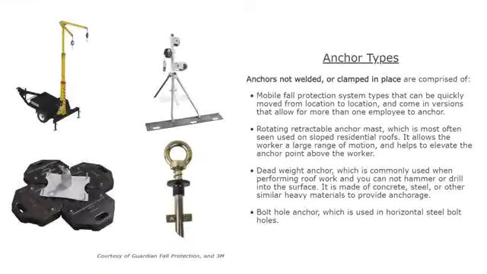Anchor types. Anchors not welded or clamped in place are comprised of mobile fall protection systems that can be quickly moved from location to location, and come in versions that allow for more than one employee to anchor. Rotating retractable anchor mast, which is most often seen on sloped residential roofs. It allows a worker a large range of motion and helps to elevate the anchor point above the worker. Deadweight anchor, which is commonly used when performing roof work and you cannot hammer or drill into the surface. It is made of concrete, steel, or similar heavy material to provide anchorage. Bolt hole anchor, which is used in horizontal steel bolt holes.